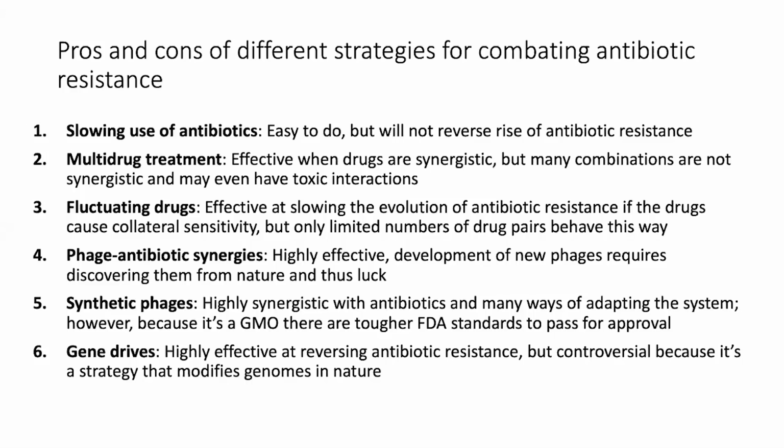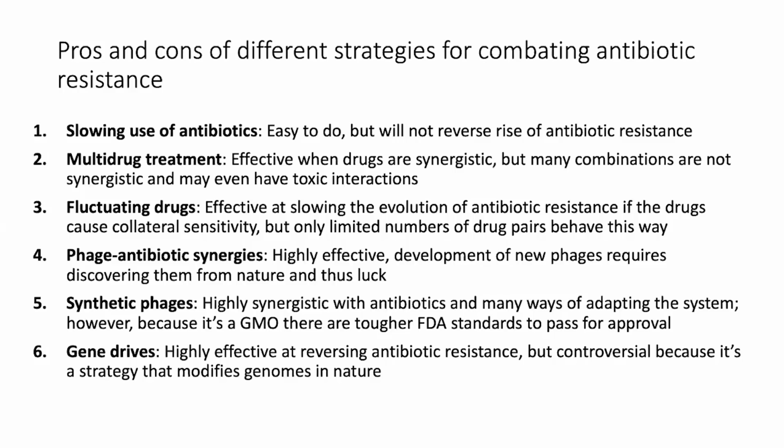Fluctuating drugs. If you have combinations that have antagonistic interactions with one another or are toxic to the patient, it doesn't mean that you can't use them in combination. You just don't use them at the same time. You use them at different times, oscillating from one antibiotic to the other. This is also good. It can even reduce or slow down the evolution of antibiotic resistance, but only in scenarios where you have collateral sensitivity. If you have cross resistance between the 2 antibiotics, so a single resistance mutation gives you resistance not just to antibiotic A, but also B, then you actually speed up the rate of the evolution of antibiotic resistance. And that's obviously a problem. So that's not foolproof either.